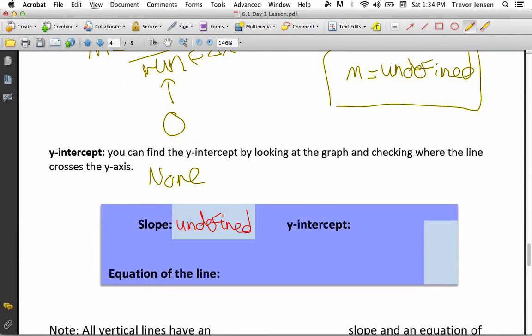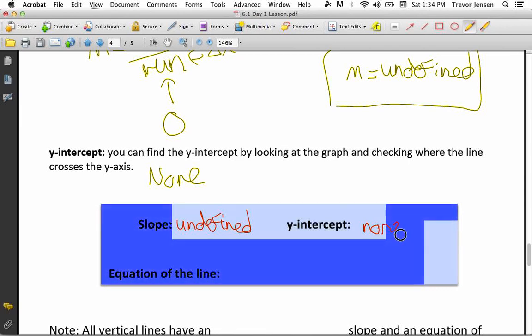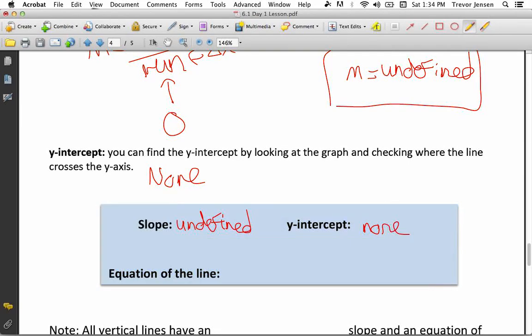The y-intercept, it had none. So I don't have anything to plug into the equation y equals mx plus b. So we can't actually write the equation of a vertical line in the form y equals mx plus b. What I want to actually do, I'm going to write the equation of this line as x equals 2.